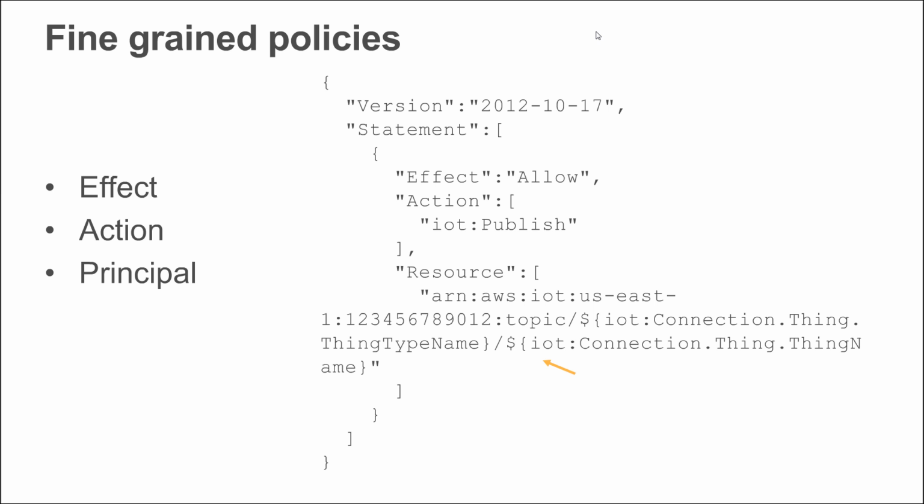What is the operation actually acting on? And in this case, we can see it's a topic. So this policy essentially says, I'm going to allow publishing to this topic for all things that have a name corresponding to this type. And that comes to the fourth thing, substitution.